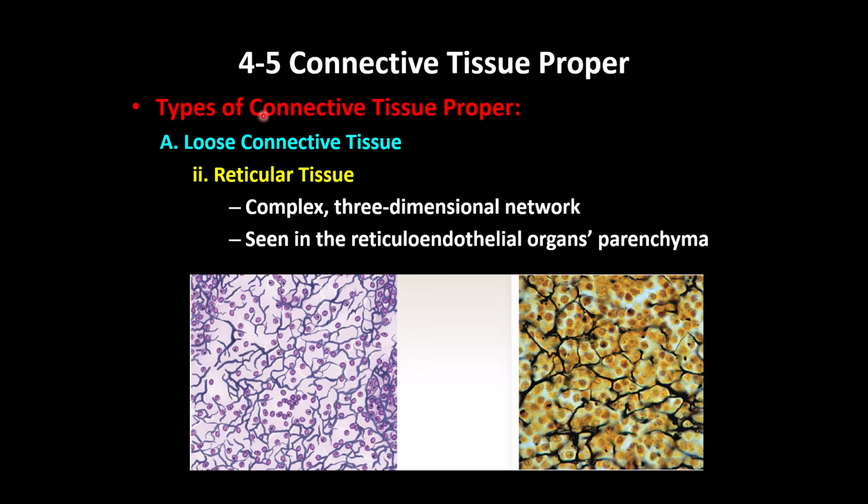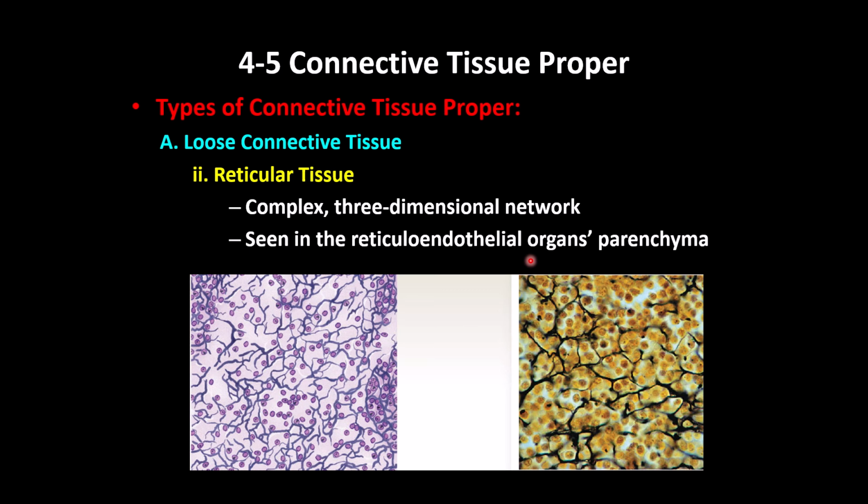The second type of loose connective tissue is called reticular tissue, and that is made of reticular fibers. These are reticular fibers, and as I said before, they create a network, connecting all these cells in the solid organs together. This is the connective tissue, and it is located in the reticuloendothelial organs.